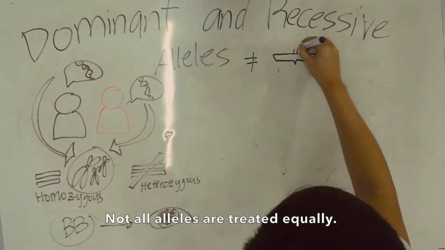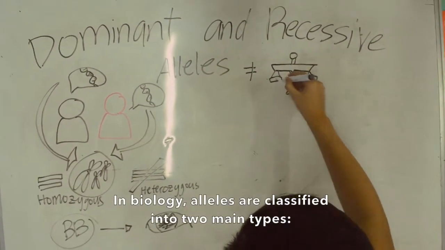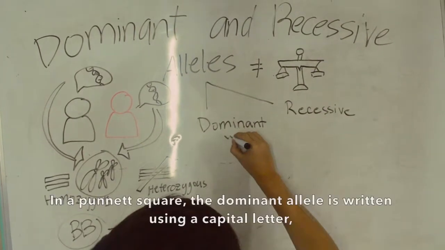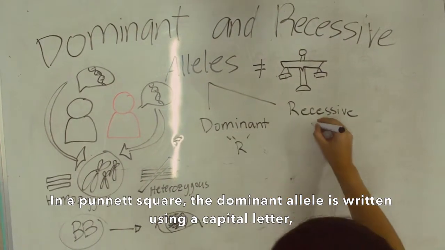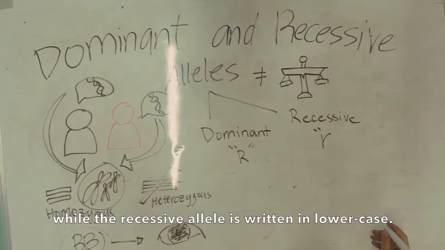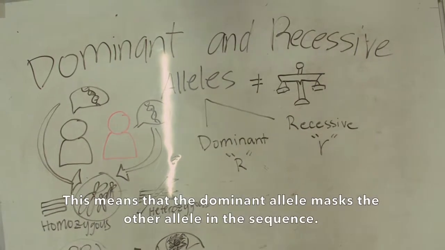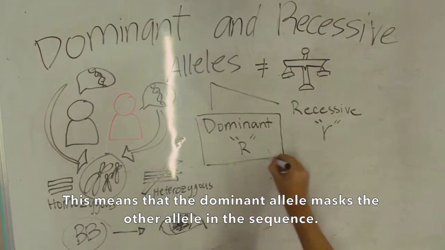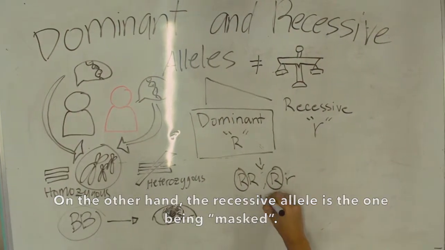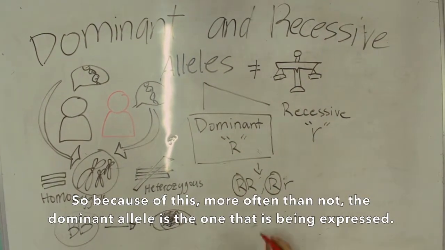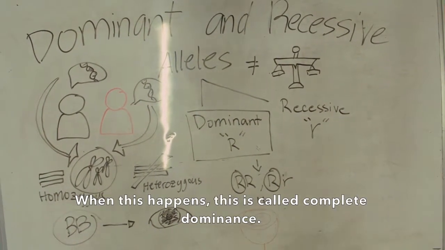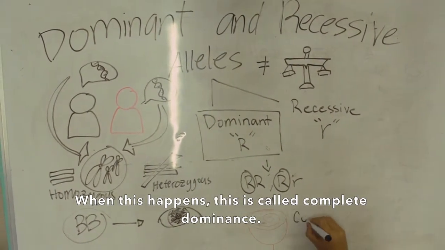Now, not all alleles are created equally. In biology, alleles are classified into 2 main types, dominant or recessive alleles. In a Punnett square, the dominant allele is written using a capital letter, while the recessive allele is written in lowercase. This means that the dominant allele masks the other allele in the sequence. On the other hand, the recessive allele is the one being masked. So because of this, more often than not, the dominant allele is the one that is being expressed. When this happens, this is called complete dominance.